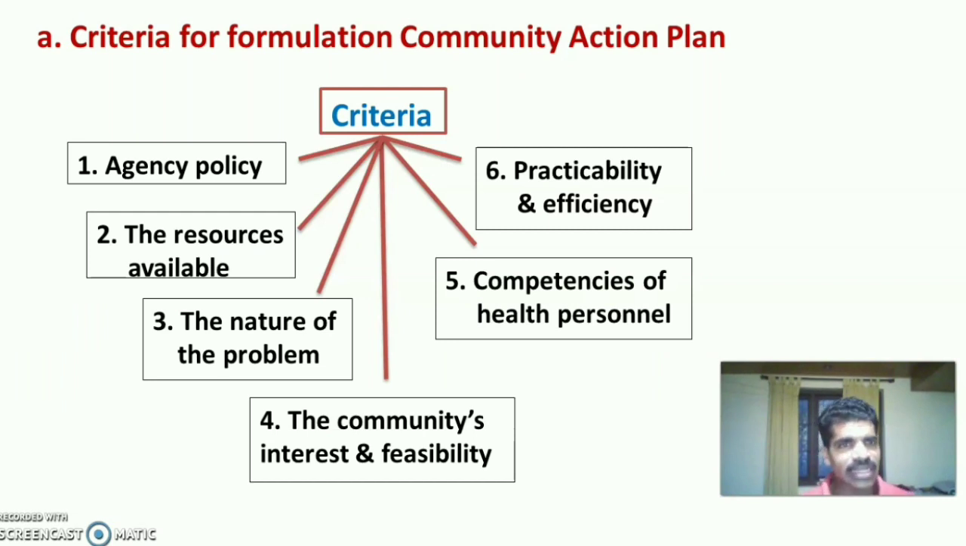There are 6 criteria for the formulation of community action plan: agency policy, the resources available, the nature of the problem, the community's interest and feasibility of the problem, competency of the health personnel, and practicability and efficiency.